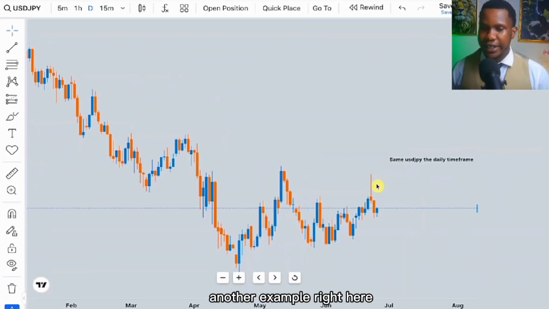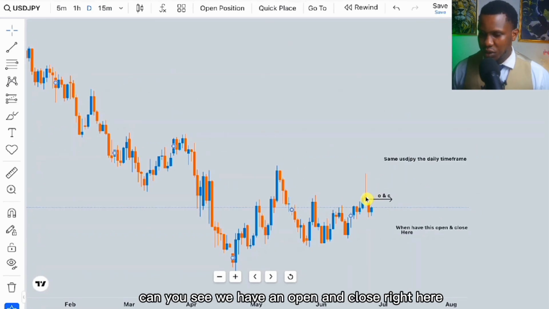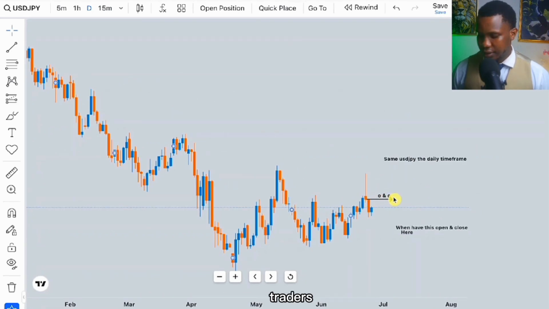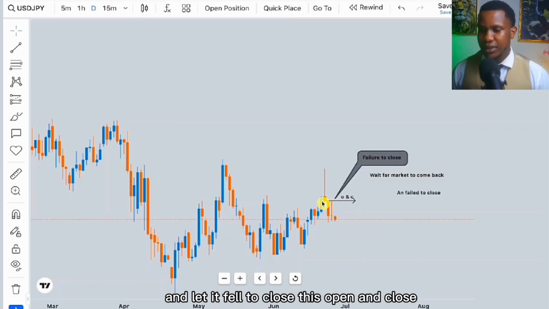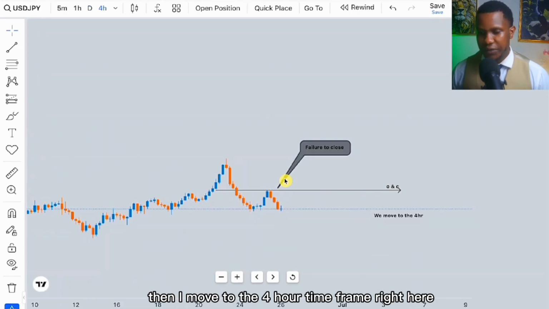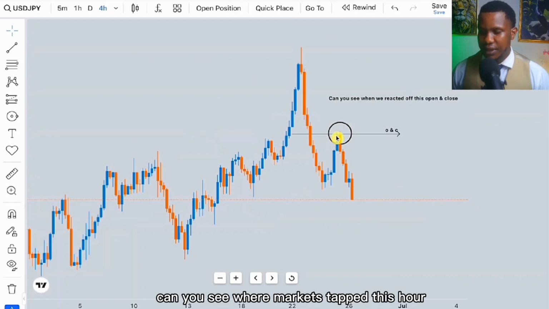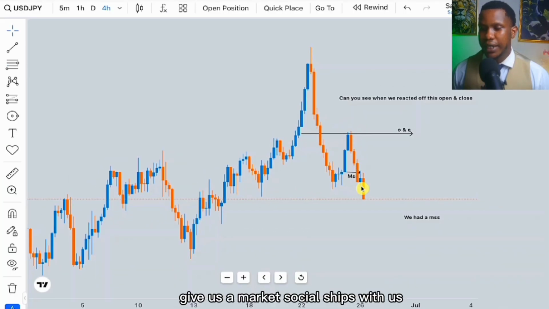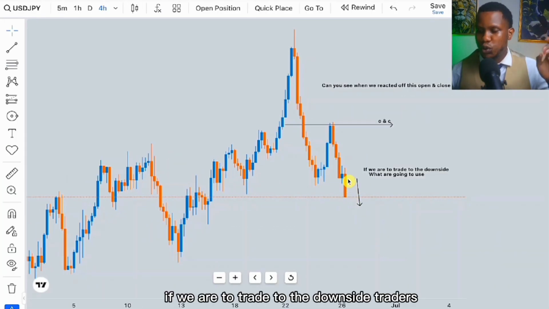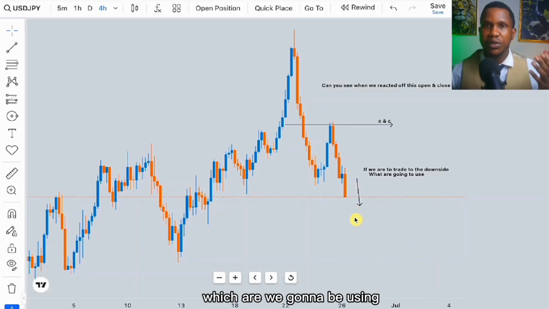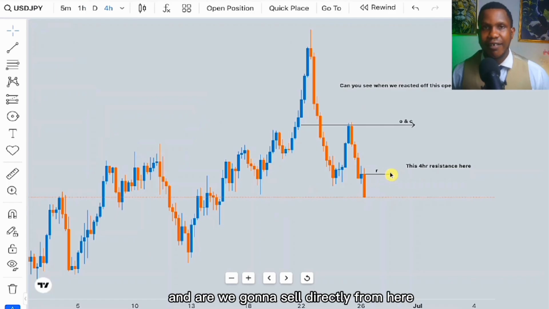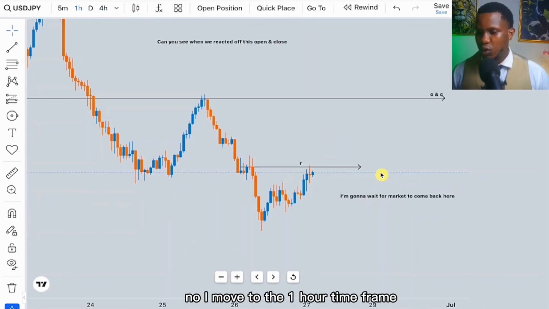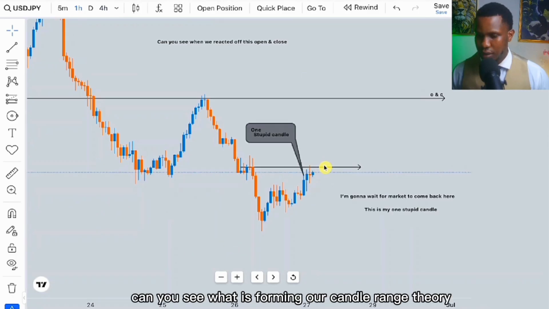Another example right here, same USDJPY. Can you see we have an open and close right here, traders? Wait for market to come back right here and let it fail to close this open and close on the 4-hour time frame right here. This is where market tapped our open and close, gave us a market structure shift, traders. If we are to trade to the downside, traders, which are we going to be using? This resistance right here? And are we going to sell directly from here? No. I'll move to the 1-hour time frame. Wait for market to return back here. Can you see what is forming?